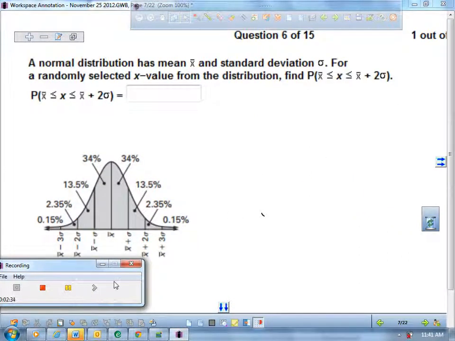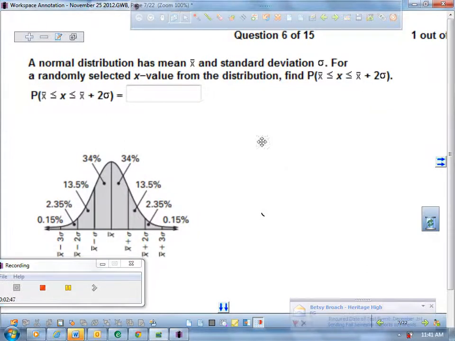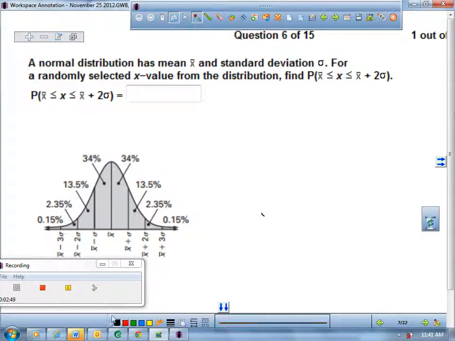Alright, let's look at another example here. We're looking now for the probability of x being between the mean and 2 standard deviations above. So let's see what that's asking us for. The mean again is here. That's our mean, and we're wanting it to fall between the mean and plus 2 standard deviations. So what we'll end up doing is adding this and this together.